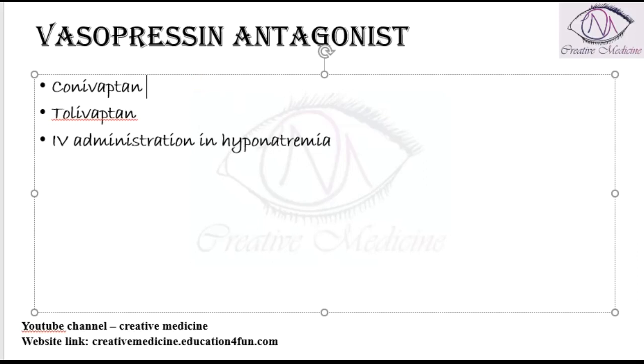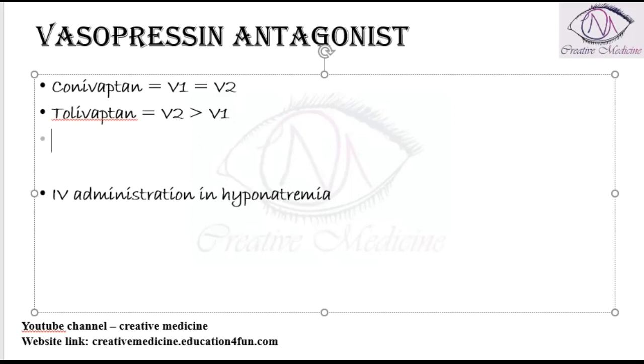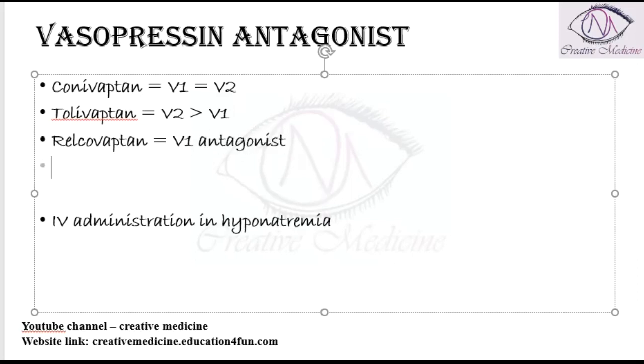Conivaptan has high affinity on both V1 receptors and V2 receptors, whereas tolvaptan has higher affinity mainly in the V2 receptors more commonly than the V1 receptors. Then the other vasopressin antagonists are relcovaptan. Relcovaptan is preferentially a V1 antagonist, whereas we have lixivaptan. Lixivaptan is a V2 antagonist, whereas conivaptan is a V1 and V2 antagonist.